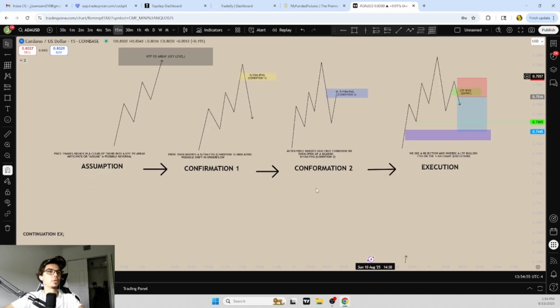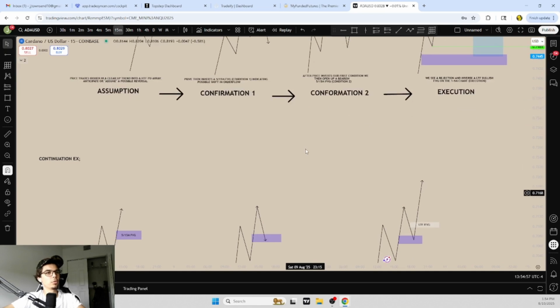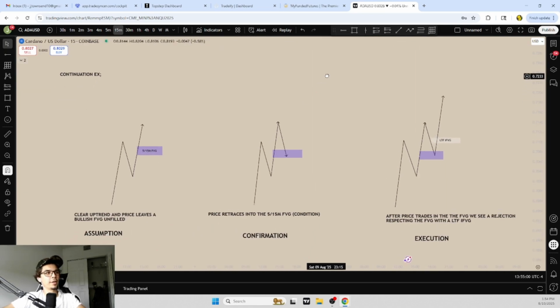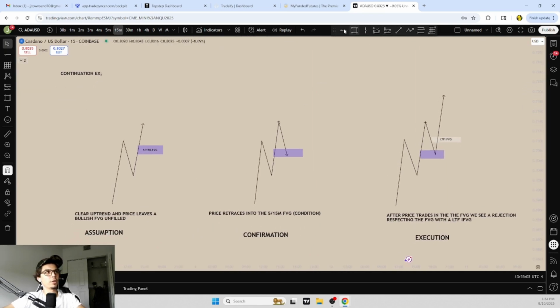Okay, so let's jump on down here to our continuation example, right? Again, if we are in a clear uptrend and our draws on liquidity are a lot higher and we haven't taken them out yet, let's say that is take profit 1, this is take profit 2. What are we doing? Clear uptrend, but we don't want to buy all the way up here, right? Because we want to get the best case scenario.